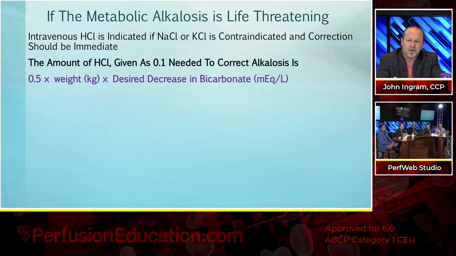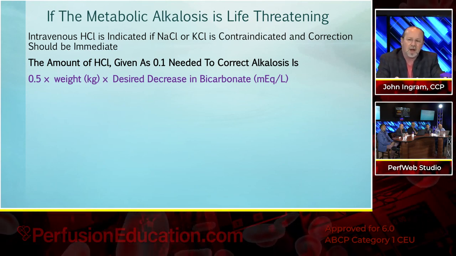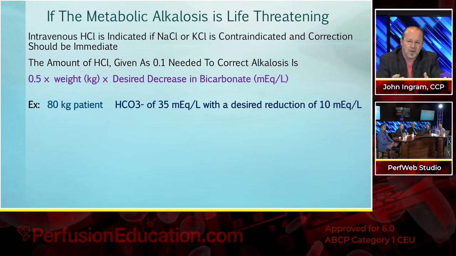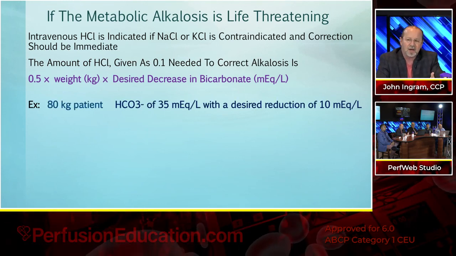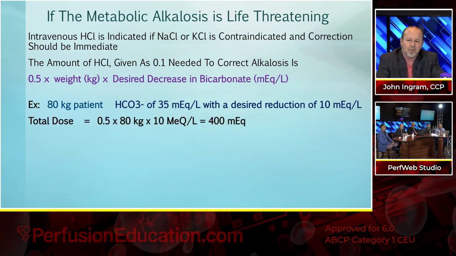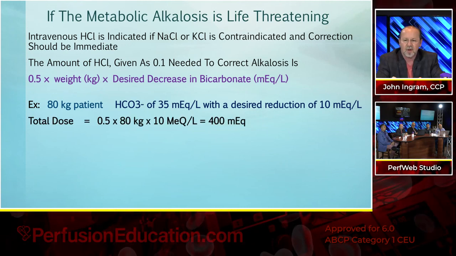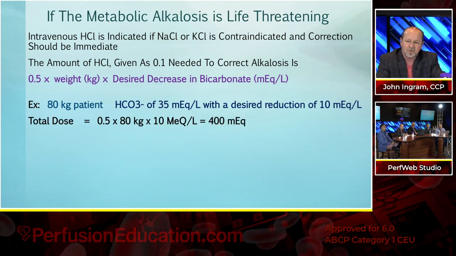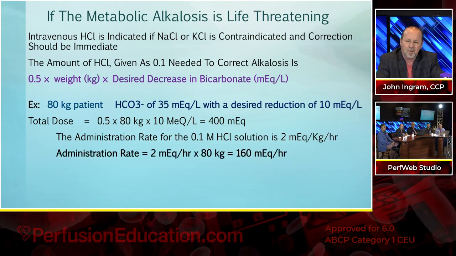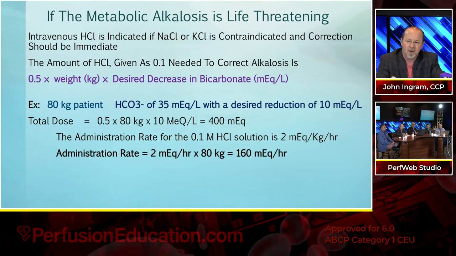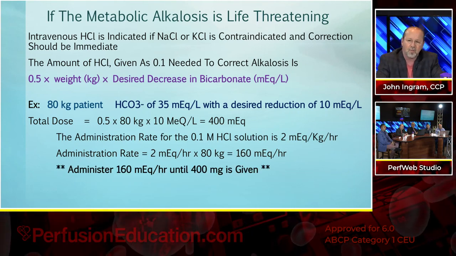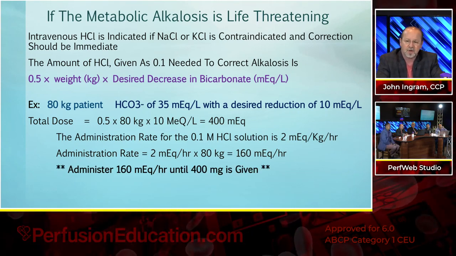And briefly, how would you give the HCl? It's actually a simple formula: 0.5 times the weight times the desired amount that you want to decrease your bicarbonate level. For example, if you have an 80 kilogram patient, your bicarb is 35, and you want to reduce it 10 points down to 25. So that would be 0.5 times 80 kilograms times the 10 point bicarb reduction. You would give a total dose of 400 milliequivalents. The administration rate is 2 milliequivalents per kilogram per hour. So 2 times 80, you'd give 160 milliequivalents per hour until you gave the 400 milliequivalents. So that's how you would go about giving somebody HCl in a severe case.